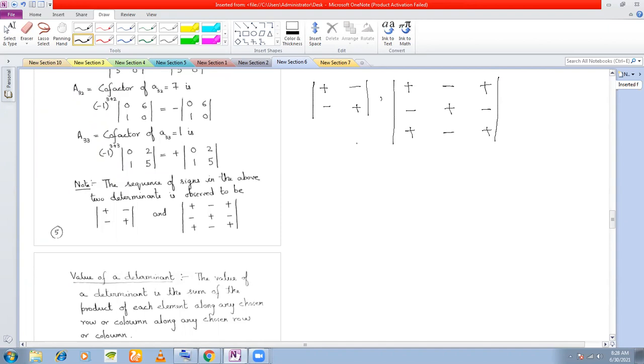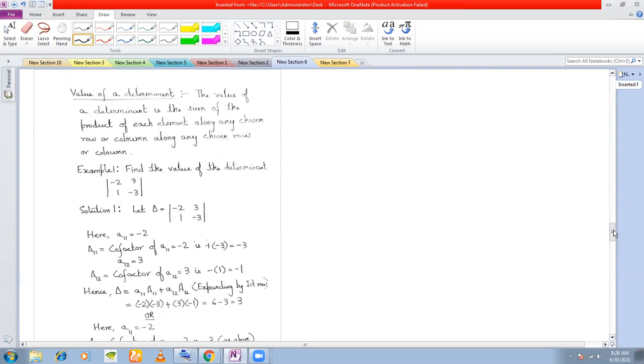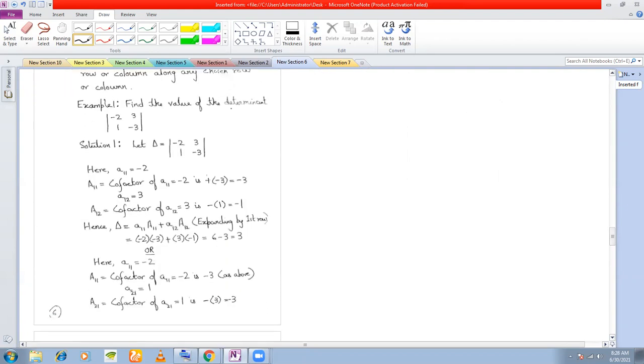Instead of calculating the cofactor by taking minus 1 to the power of i plus j, if you remember the sequence of these signs, it will be easier for you to calculate. So please remember the sequence. Next is the value of a determinant. How to find out the value of a determinant? With the help of the minors and cofactors, we can find out the value of a determinant.